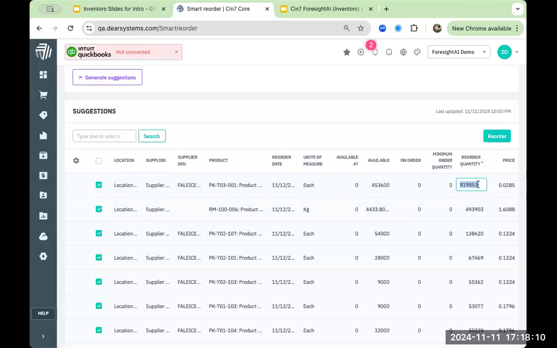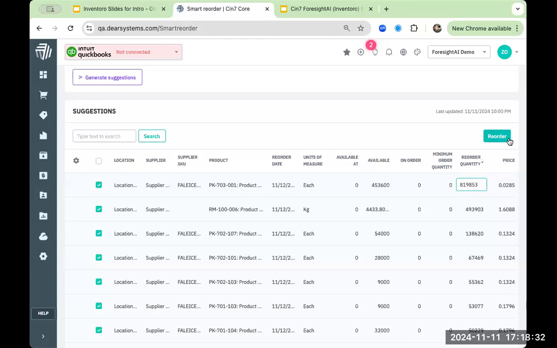But you can make this be higher, you can make this be lower if you have cash flow constraints. Maybe in the beginning, if you have a lot of stock outs, it's telling you to do a lot of stocking, and if you have cash flow constraints, which I'm sure a lot of us do, you can always bump this number down. And then as far as reordering, all you need to do is make sure that these are clicked and then click on reorder.